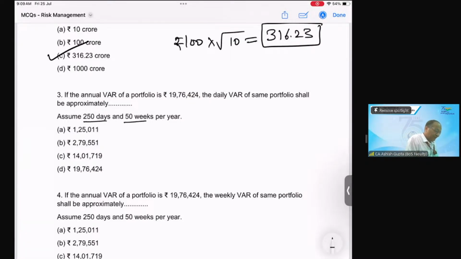You have to assume this many days in a year or in a week. So here our annual VaR of a portfolio is this. The daily VaR of the same portfolio shall be approximately? Yes, Chitra, you are right, beta. Yes, very good. Samanathan, you are also correct.